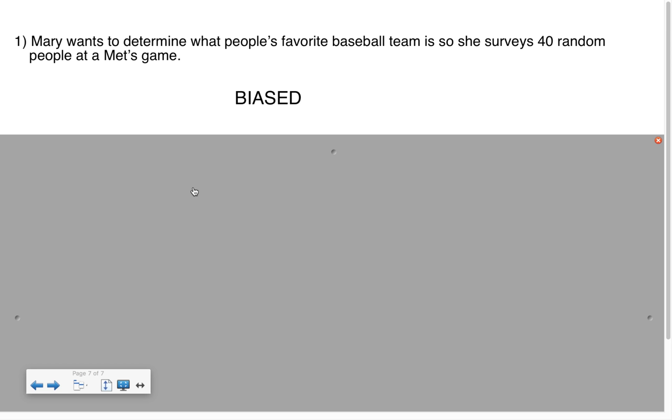It's unfair because if they're at a Mets game, you would think that their favorite team is probably the Mets. It doesn't mean that every single person there is going to say the Mets, but it's more likely that they're going to say the Mets than any other team.